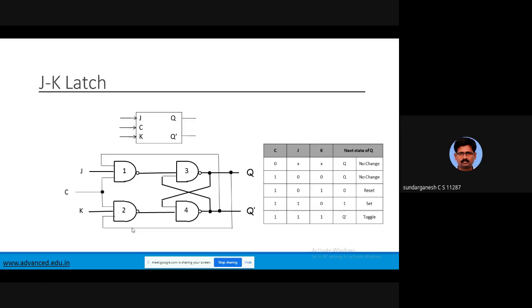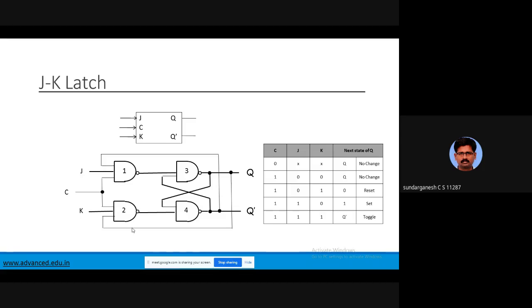Next one is 0 0. When J equal to 0, K equal to 0, now we are applying the clock. Both the inputs are 0, so the output will remain in the previous state, no change. Now 0 1. J equal to 0. The J input was previously the S input, so J equal to 0 means Q is also equal to 0. So it is a reset state. Next one, J equal to 1, K equal to 0. J equal to 1 means S equal to 1, so Q equal to 1. So it is a set state.